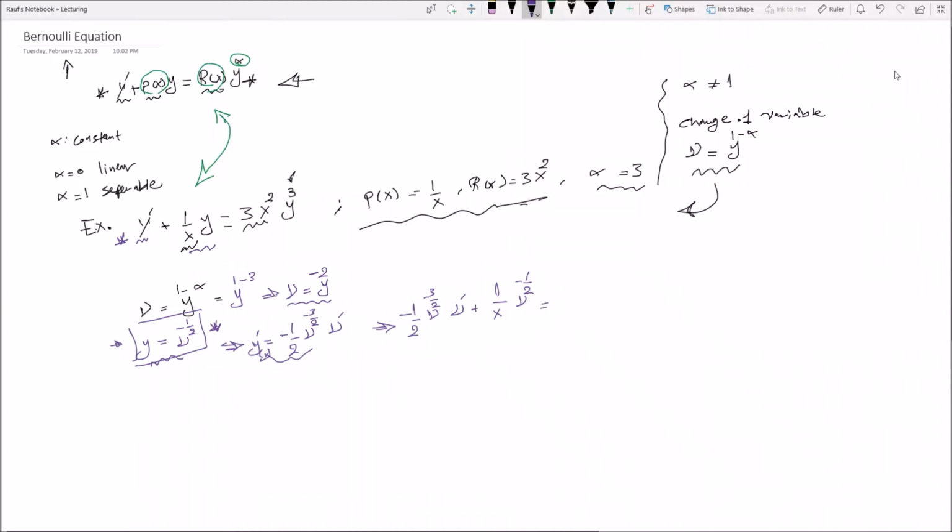This equals the right hand side of the original equation, 3x squared multiplied by nu to the power of minus 3 over 2. Now if we multiply both sides of this equation, just for simplification, we can multiply both sides with minus 2 nu to the power of minus 3 over 2.